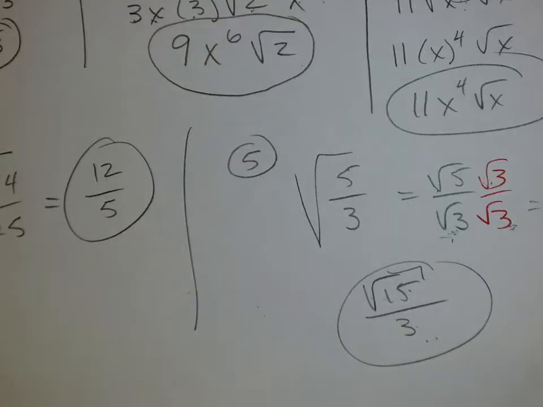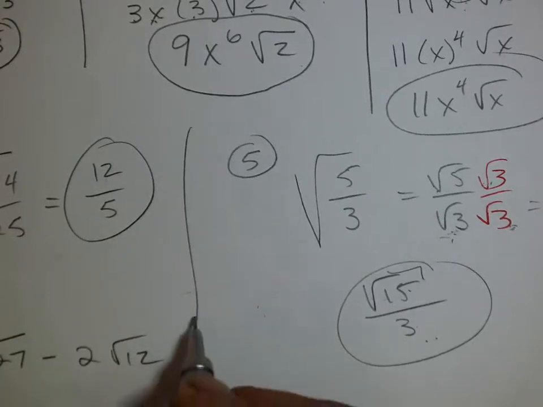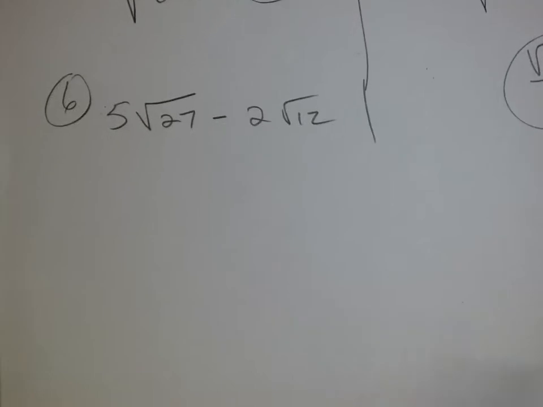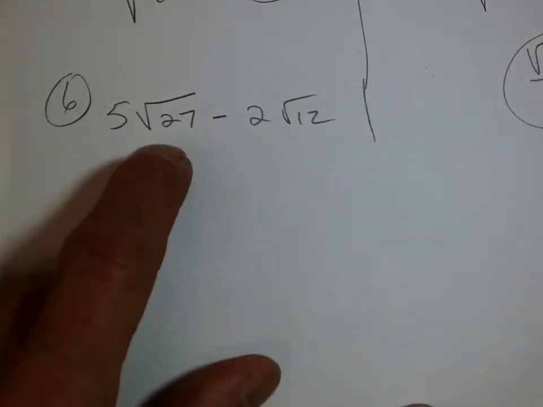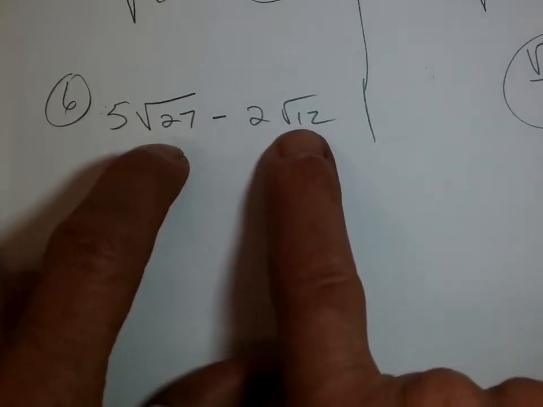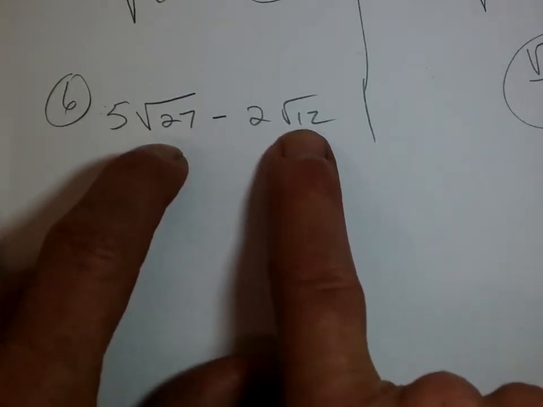Number 6. I've got 5 square root of 27 minus 2 square root of 12. Now, when you do roots, just like variables, you add or subtract the ones that are the same, because you're looking for how many of these things you have. Well, these are not the same. That's 5 square root of 27. That's 2 square root of 12. They're not the same, but maybe if we reduce them, they might become the same.